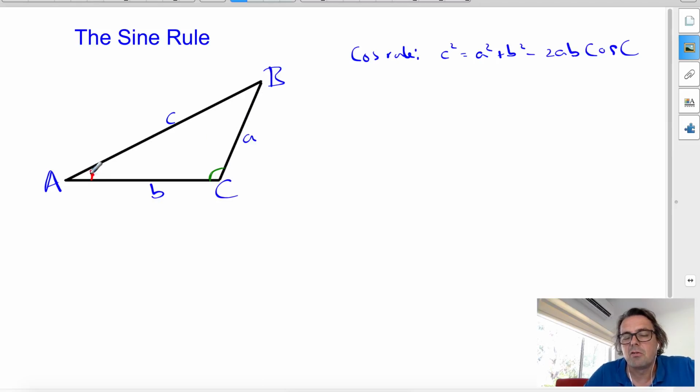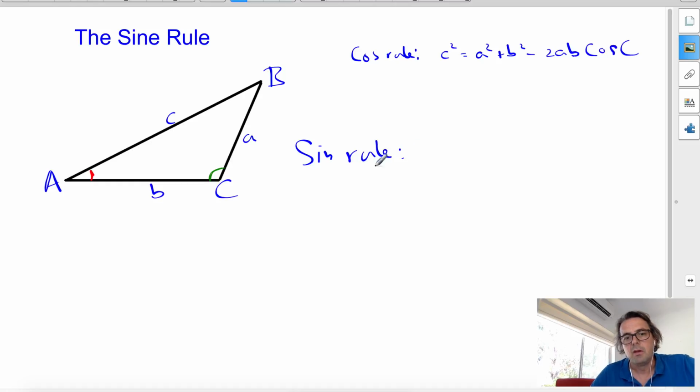So in other words, there is a relation between the length of the sides and their opposite angle. Or the other way around, there is a relation between the angle and its opposite side. The bigger the angle, the bigger the side. Now what is that relation? That relation is called the sine rule.